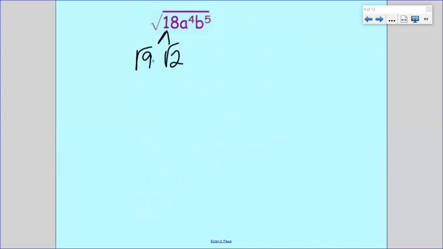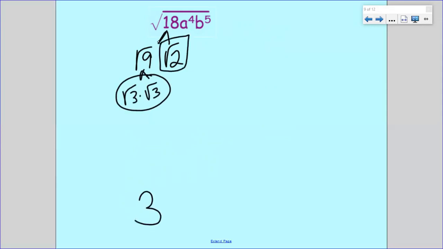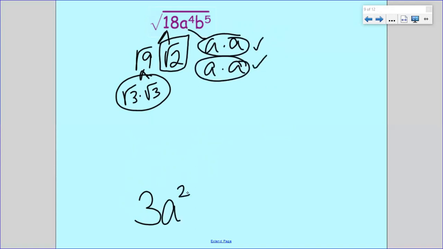That's the perfect square in there. That works. So the 3 is coming out because we know square root of 3 times square root of 3. There's my pair. So 3 is coming out. Now put a box around the square root of 2. That's staying in. A to the 4th: 1, 2, 3, 4. Okay, it's an even number, so I know there's not going to be any left. There's a pair and there's a pair, so that's 2 pairs. So a squared.